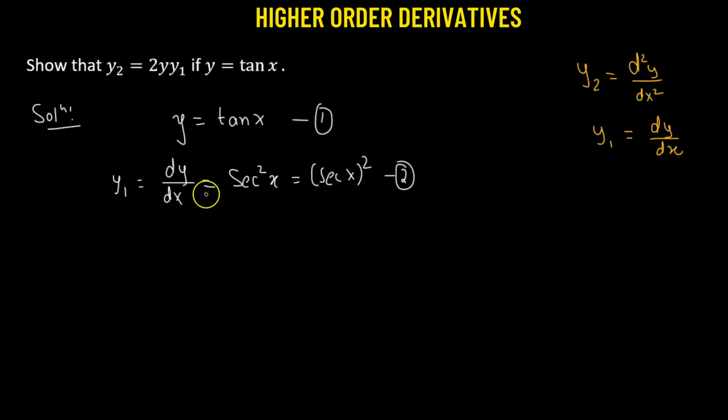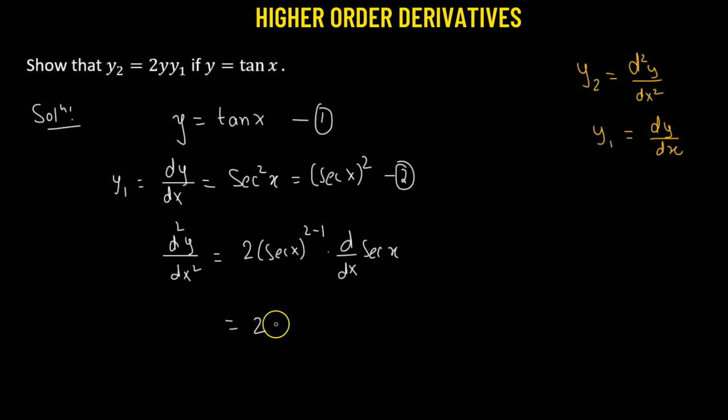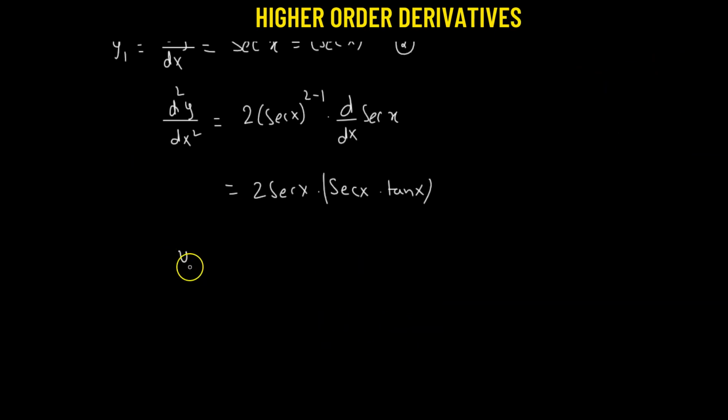Now we'll again take the derivative of equation number 2 with respect to x. That gives us the second derivative of y with respect to x, which equals 2 times secant of x raised to the power of 2 minus 1 times the derivative with respect to x of secant of x. So here we have used the power rule and the chain rule. That gives us 2 times secant of x, and the derivative of the secant function is secant of x times tangent of x. So this gives us y2 equals 2 times secant squared x times tangent of x.